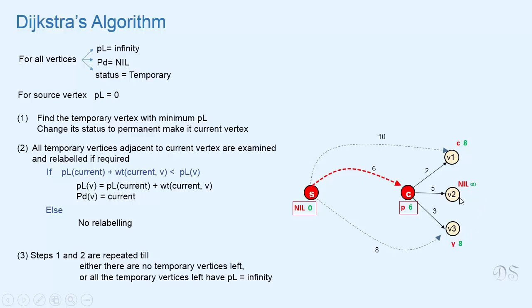Now let's see this vertex V2. For this vertex V2, path length is infinity and predecessor is nil. It means that we have not found any path till now from S to vertex V2. So definitely this condition will be true. 6 plus 5 is less than infinity. So we'll relabel this vertex V2. Now in the next video, we'll take a graph and understand the whole procedure.